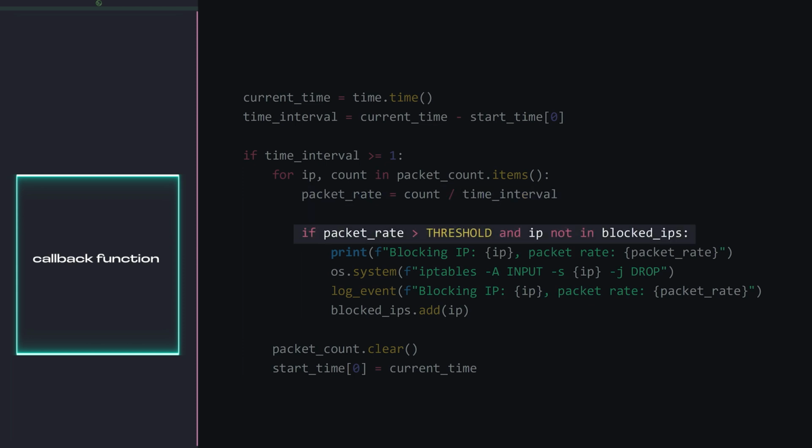We check if the packet rate exceeds the threshold and if the IP address is not already in the blocked IP set. We print a message to the console indicating that we are blocking an IP address due to its excessive packet rate. We'll then once again use IP tables as well as the logEvent function to block the IP address and log the event. Here we then add the IP address to the blocked IP set, and we do this in order to prevent duplicate blocking attempts. We clear the packet count dictionary to reset the counts for the next time interval. We update the start time value with the current time to begin a new time interval.